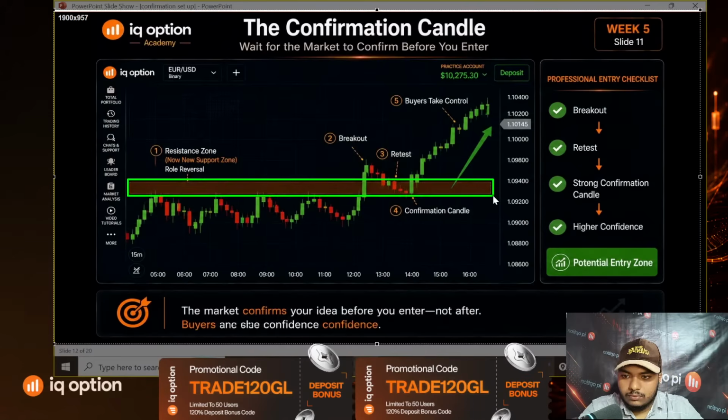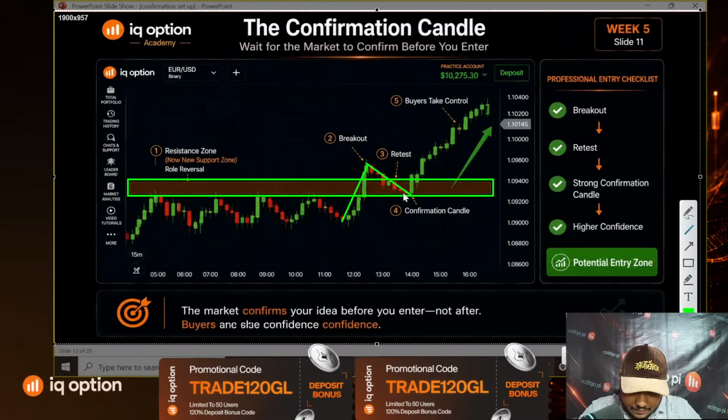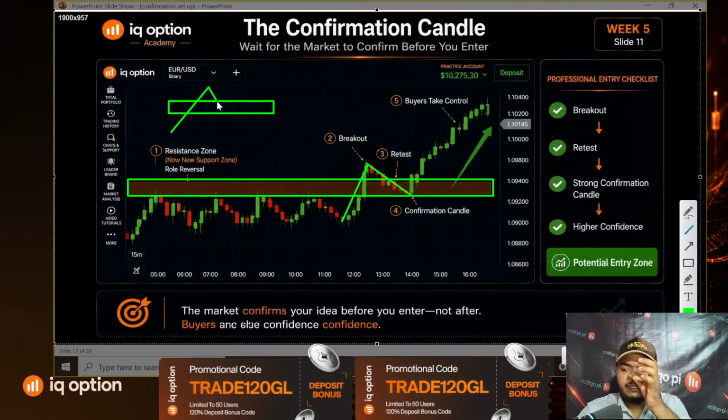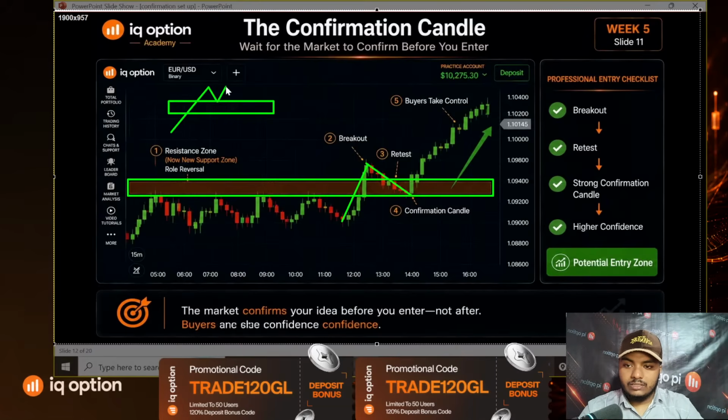This is a resistance zone, guys. After this resistance zone is broken, after the breakout, we get a retest. Let me give you a little tip here so that you can understand. Suppose this is a resistance area and the market has broken it. After the breakout, we get a little candle retest.